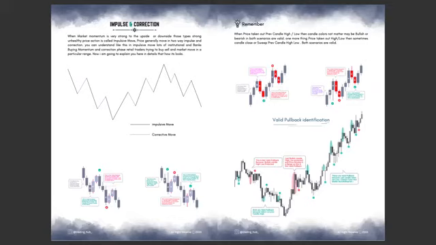So first of all, starting from the first chapter. In this chapter, you will see about impulse and correction and the explanation about pullback. If you have any question regarding this, you can ask me in the chat section.